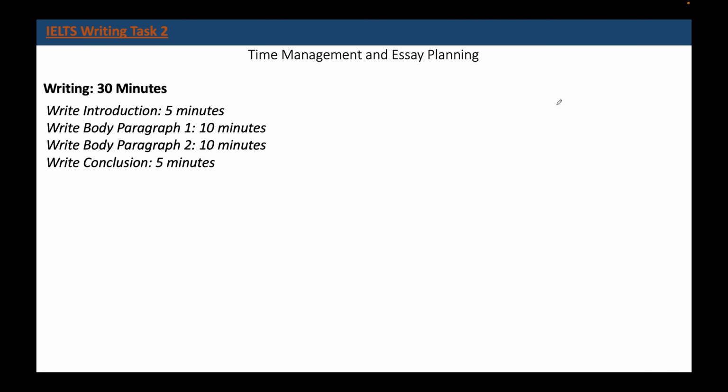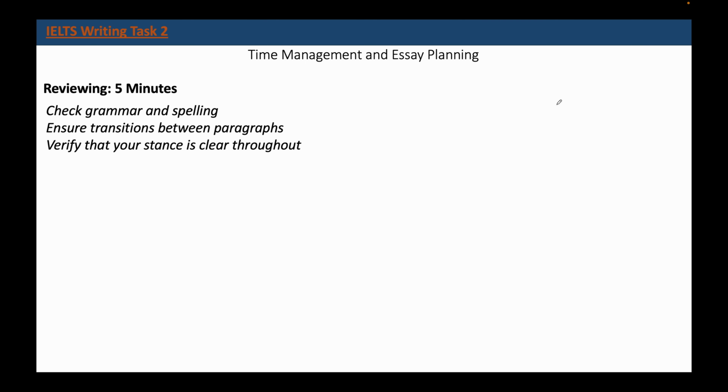Focus on one paragraph at a time and make sure you include clear examples and transitions. If you have planned well, this part will go smoothly. Finally, use the last 5 minutes to review your essay. Check for grammar mistakes, spelling errors, and whether your argument is clear and consistent.